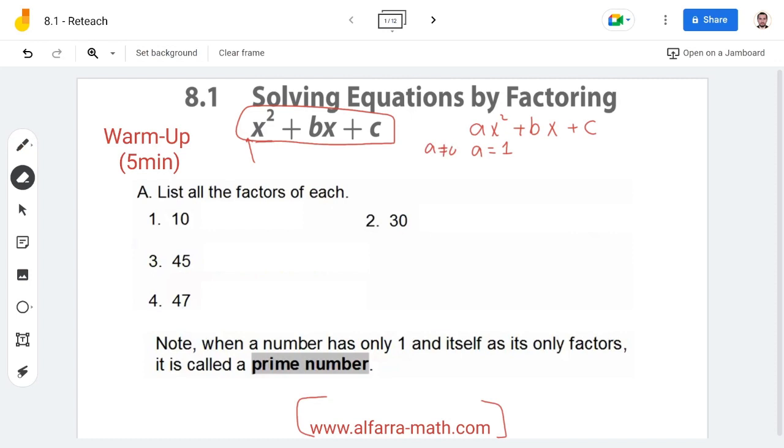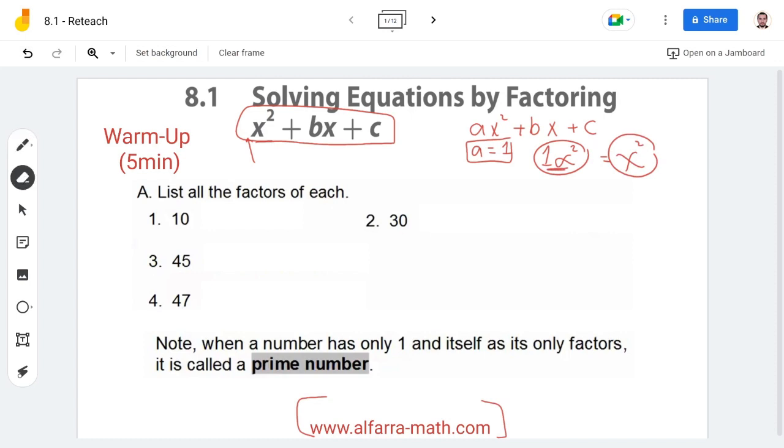So in this lesson, 8.1, we are going to learn when a is equal to 1. Because we don't need to write 1x squared, we will just write x squared, because x squared means 1x squared. So a is equal to 1, and in this lesson we're going to learn when a always equals 1.